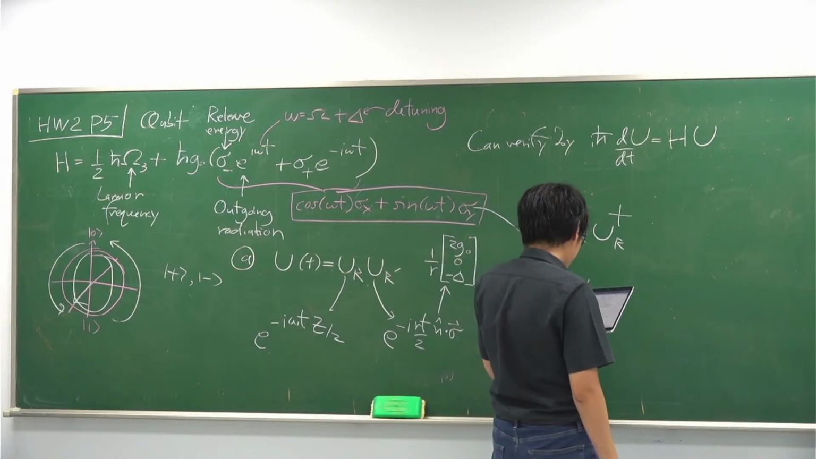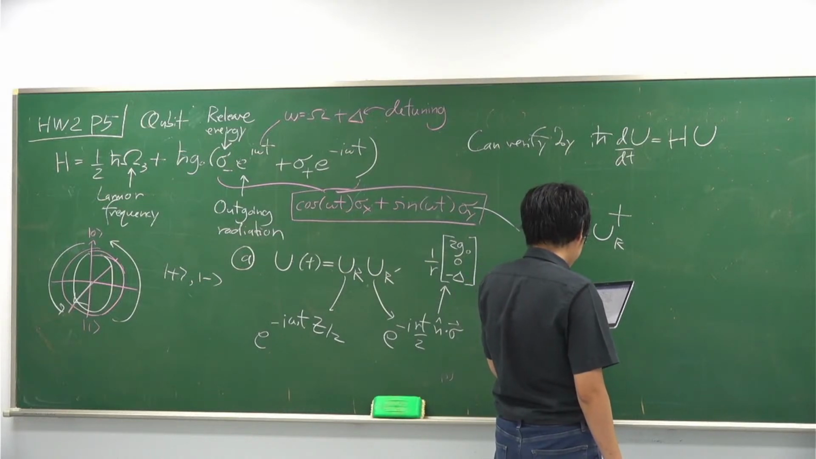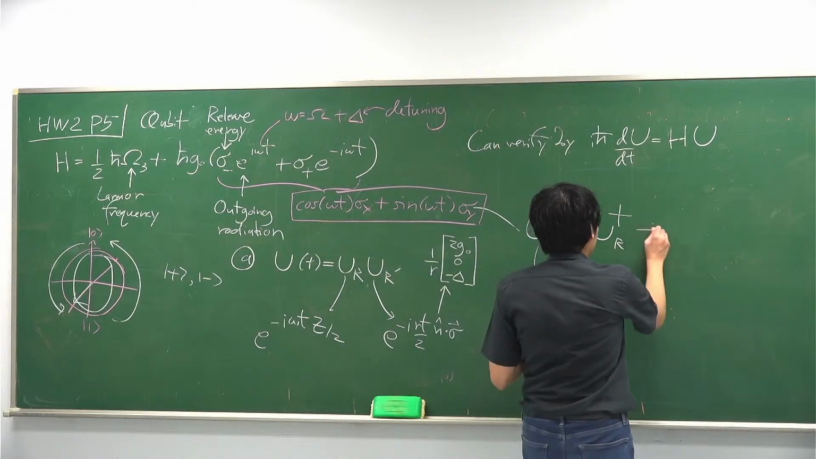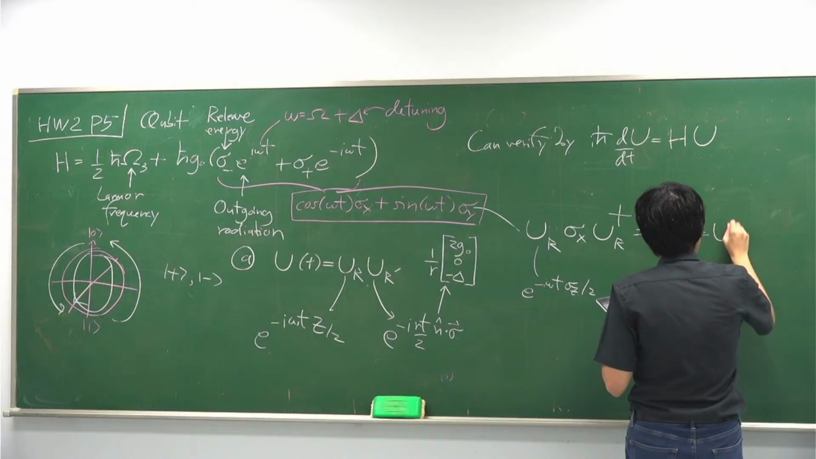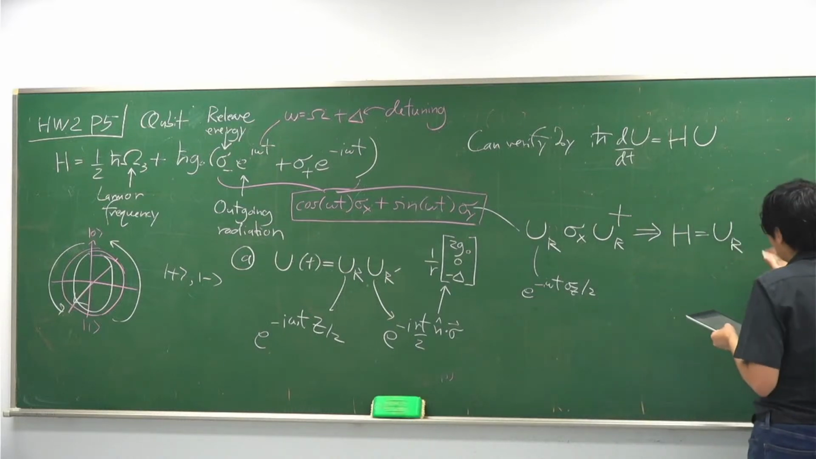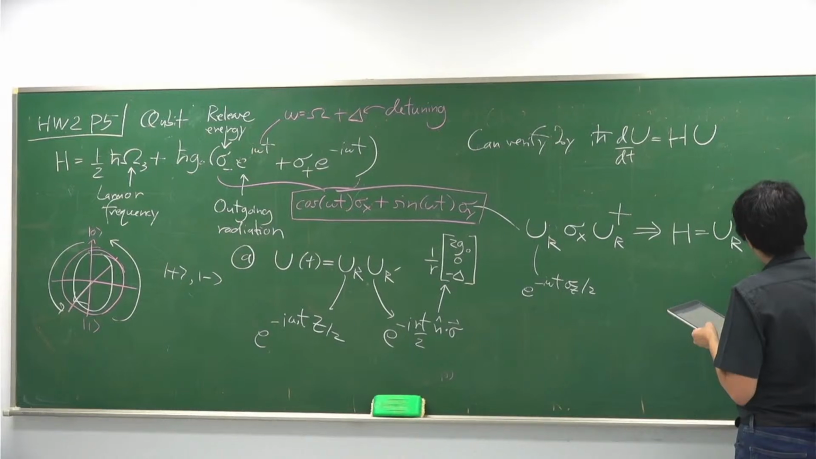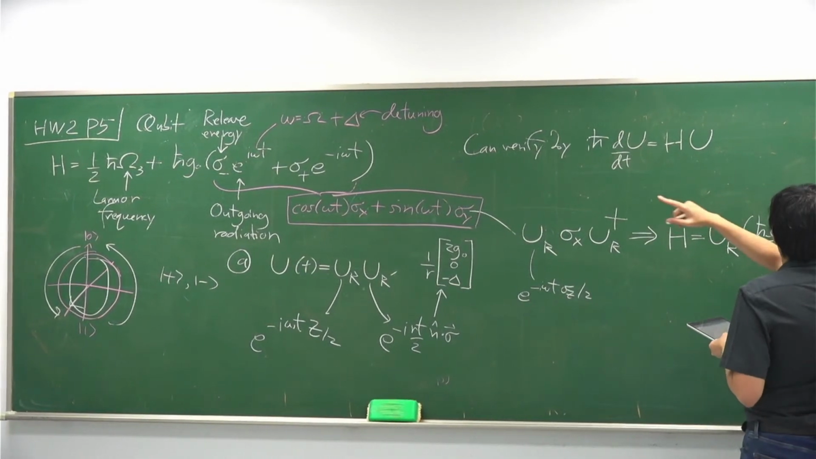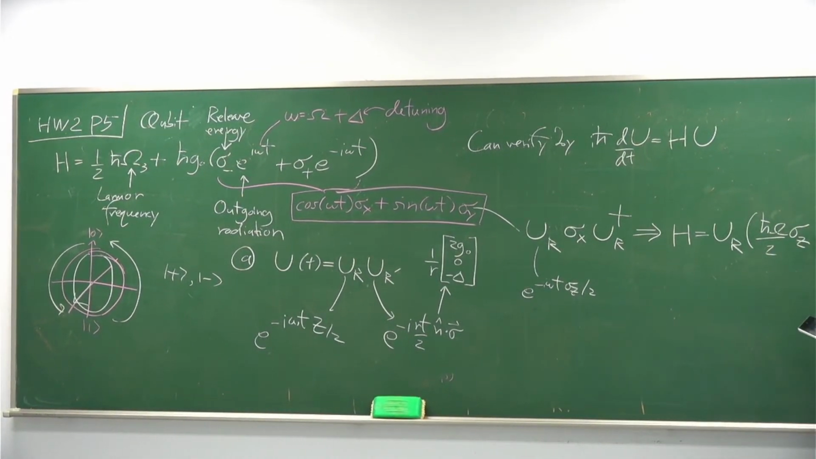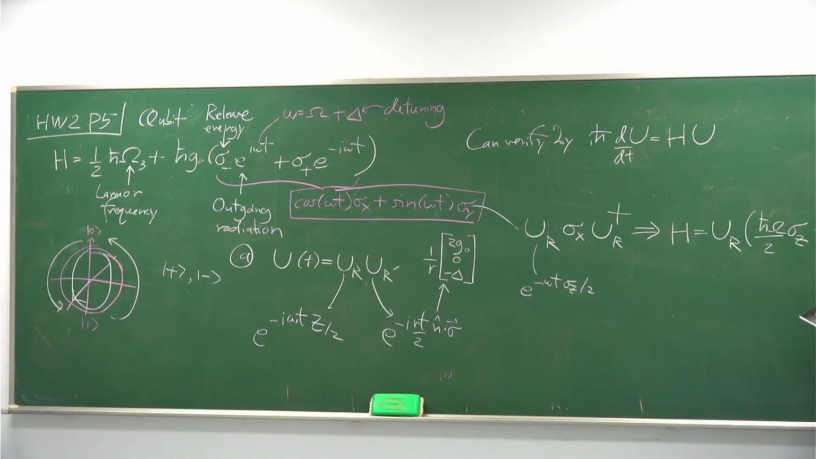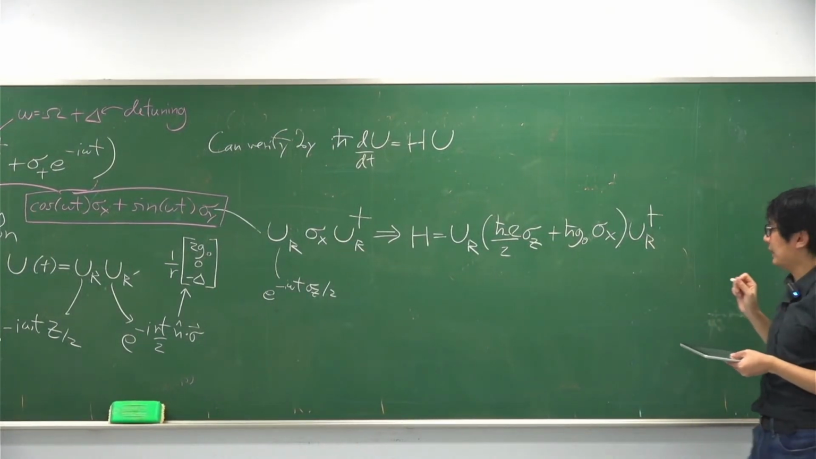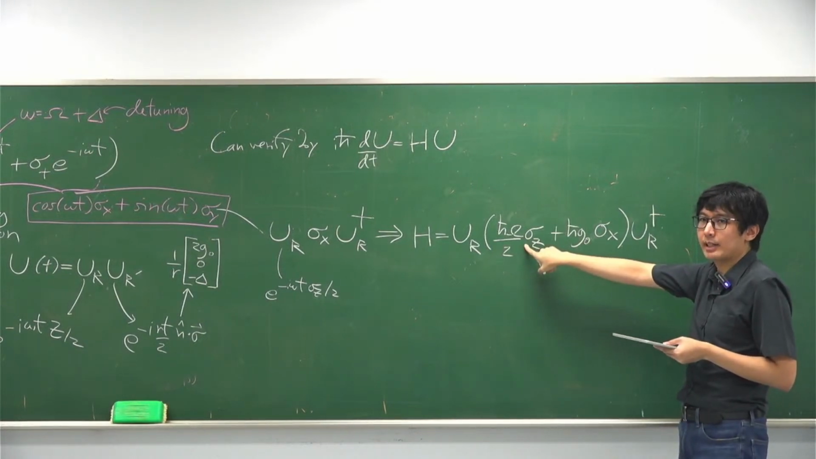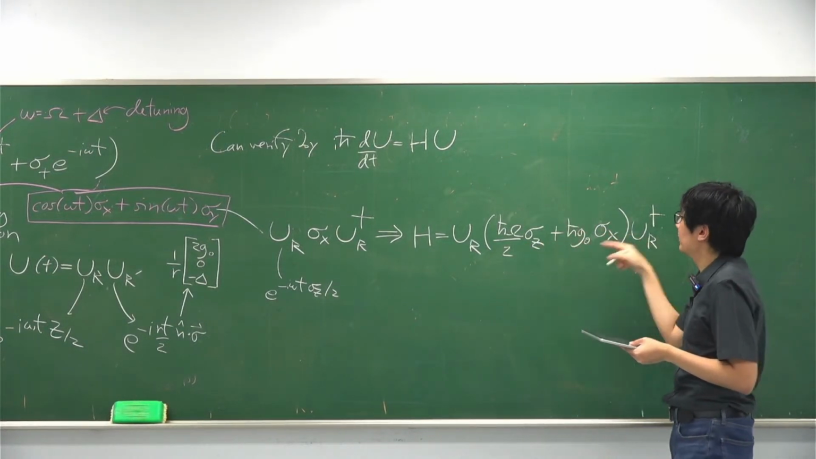And so, for example, I can write something like this, that the Hamiltonian there is the rotated version of this, right? Because the sigma z is invariant under the z rotation.